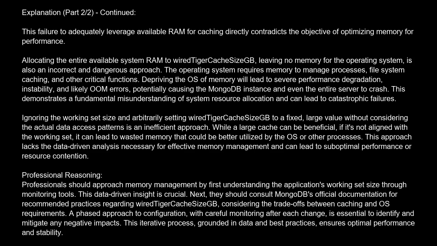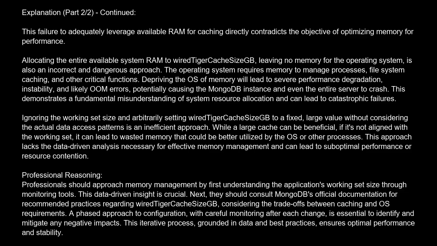Allocating the entire available system RAM to wiredTigerCacheSizeGB, leaving no memory for the operating system, is also an incorrect and dangerous approach. The operating system requires memory to manage processes, file system caching, and other critical functions. Depriving the OS of memory will lead to severe performance degradation, instability, and likely OOM errors, potentially causing the MongoDB instance and even the entire server to crash. This demonstrates a fundamental misunderstanding of system resource allocation and can lead to catastrophic failures.